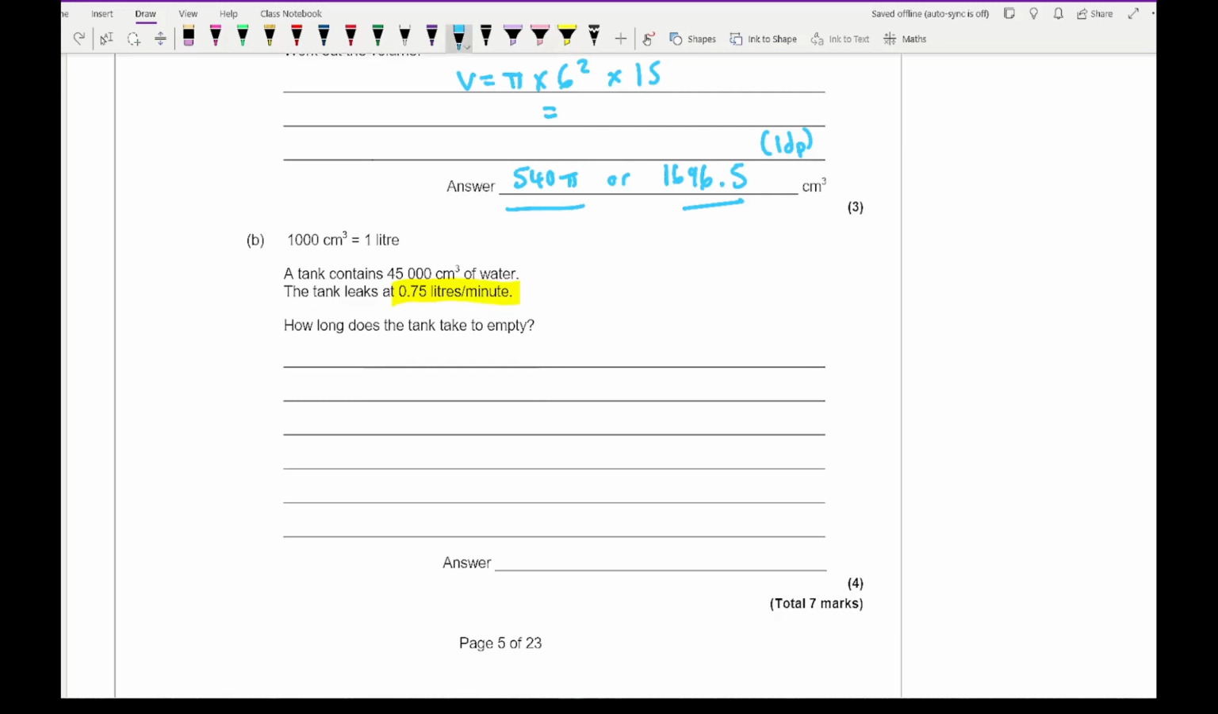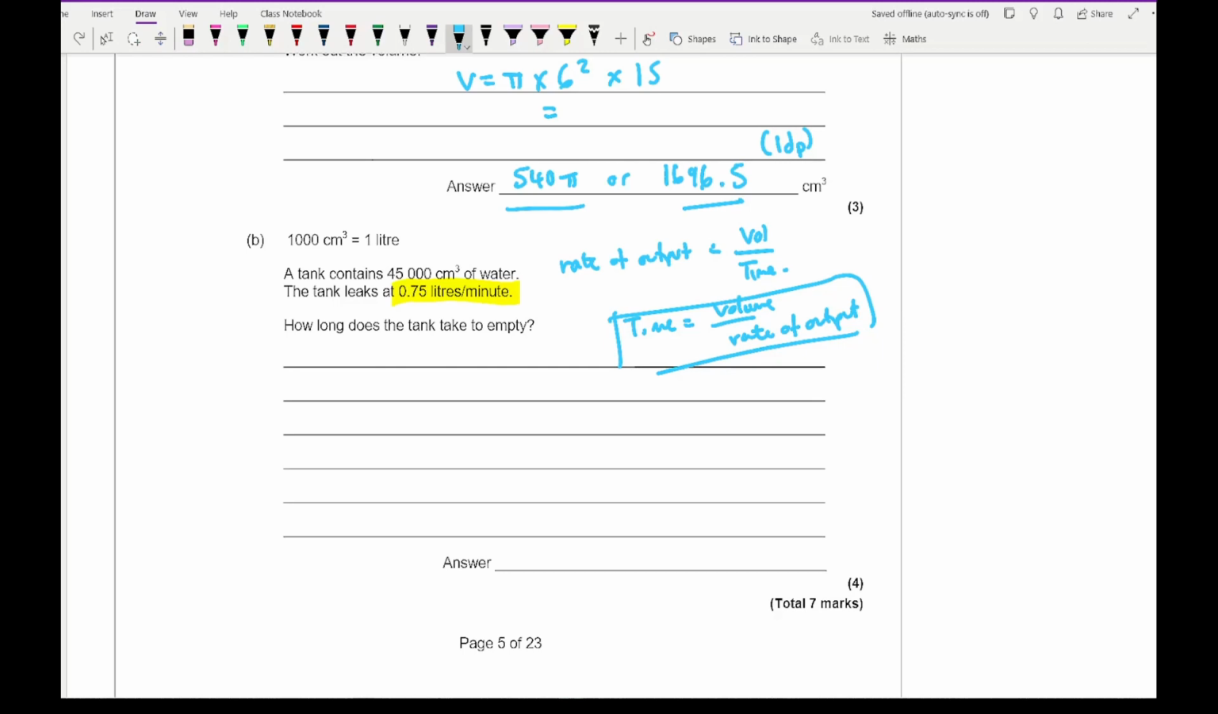So here, what we're looking at is rate of output equals volume over time. So therefore, if I want to work out time, it's going to be time equals volume over the rate of output. So this is the formula that I'm going to be using. The first thing I need to do is work out what the volume is, which I know is 45,000, and it's litres per minute. How long does it take? So all I need to do here is work that out.